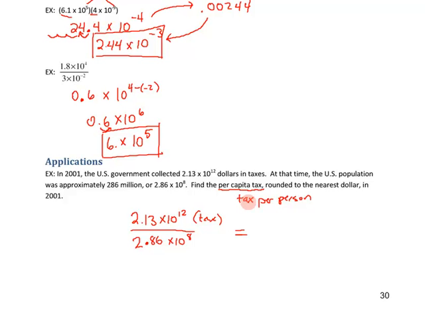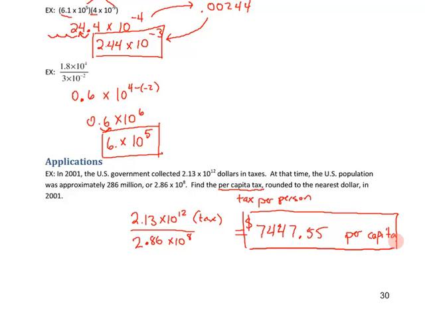So I take 2.13 EE12 divided by 2.86 EE8, which gives me, and it goes ahead and puts the number in traditional notation, 7,447.55. The reason I go that far is because this is a dollar amount, dollar per capita. Okay, that's the average tax per person in 2001.